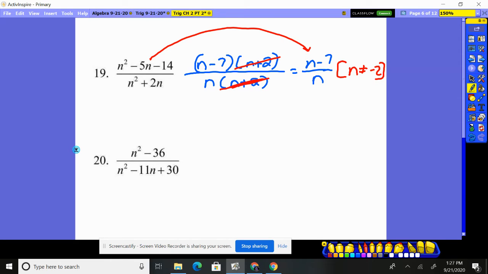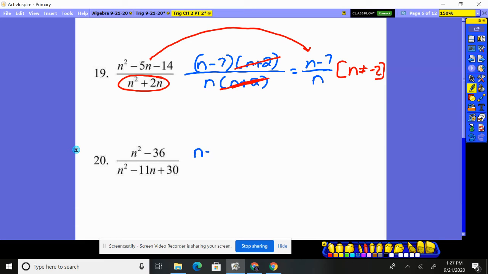Because if you plug negative 2 into the n there, you're going to get a 0, and you cannot put things in groups of 0. You can't divide by 0. So you must make sure you put that idea that n can't be negative 2, that restriction on it.